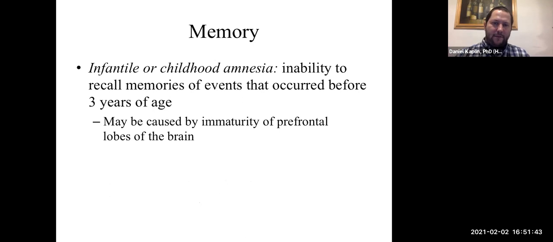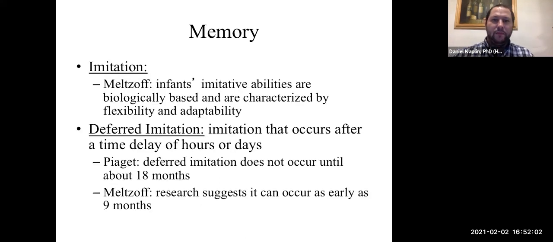So we talked about it. Another factor related to infantile amnesia could be immaturity of the prefrontal cortex. Now, your personality, your judgment, decision-making is in your prefrontal cortex, and that's another explanation.